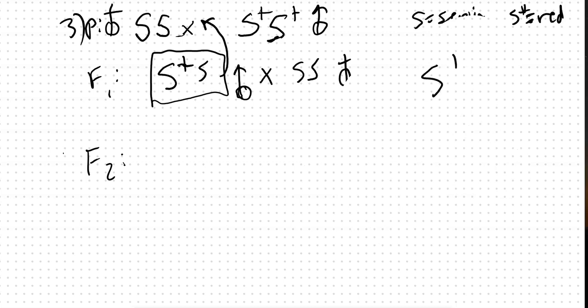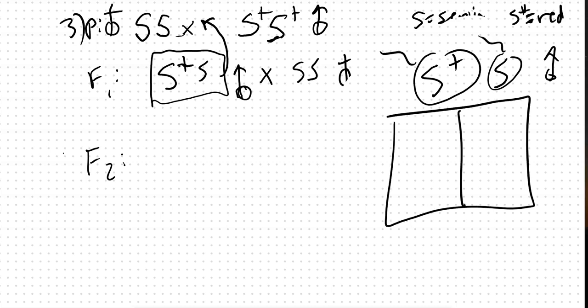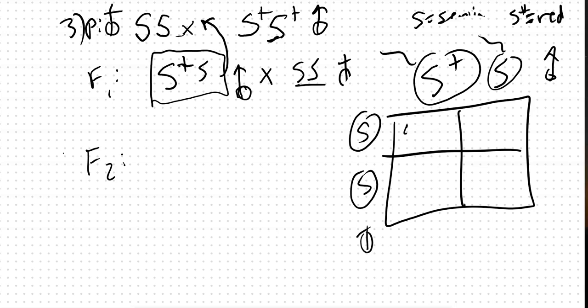So we have S plus S. This will be the male. So it has, this is the sperm. Punnett square. And then this one will be S S, and this will be mom, the female. And then we just cross them. So this one has this egg. We got S plus S. And we just go down the line. So this is S plus S. This one is S S, S S, S S.